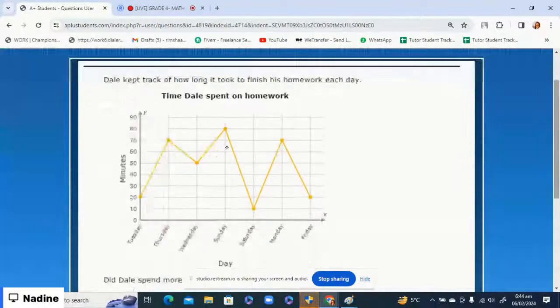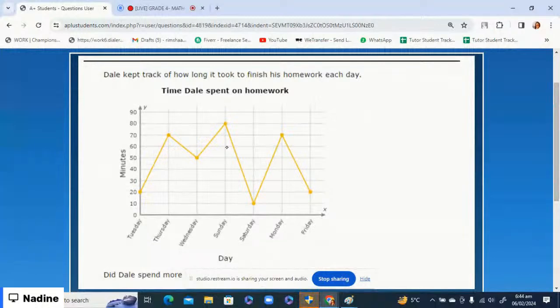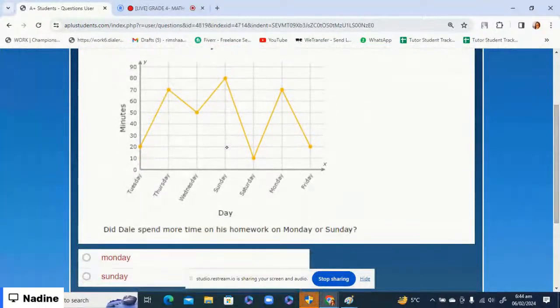Okay, then this one. Della kept track of how long it took to finish her homework each day. The graph shows the time Della spent on homework. Days are given: Tuesday, Thursday, Wednesday, Sunday, Saturday, Monday, and Friday. Number of minutes are given. Did Della spend more time on her homework on Monday or Sunday? On Monday, we check the time. She takes 70 minutes, and on Sunday 80 minutes. So on which day did she spend more time? On Monday it looks like 70, and on Sunday it's 80. So we can say that more time was spent on Sunday.